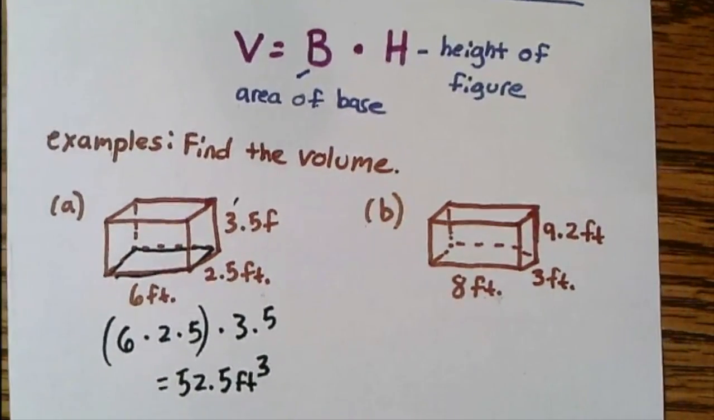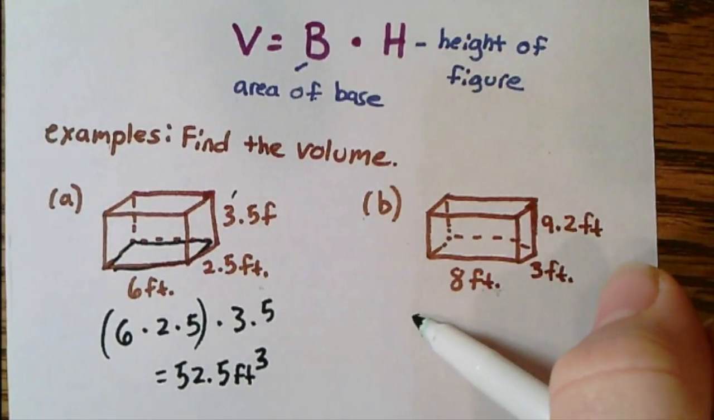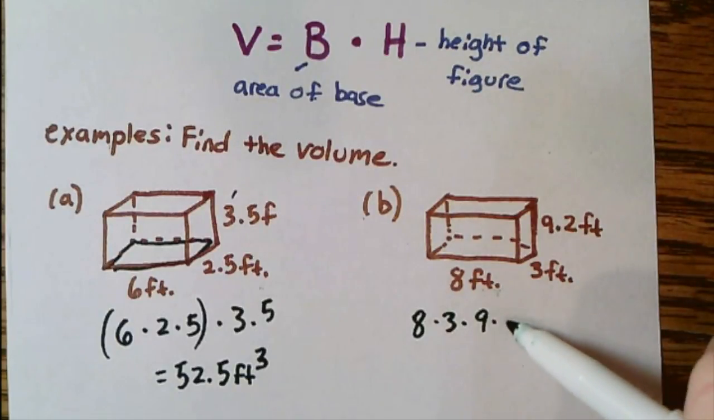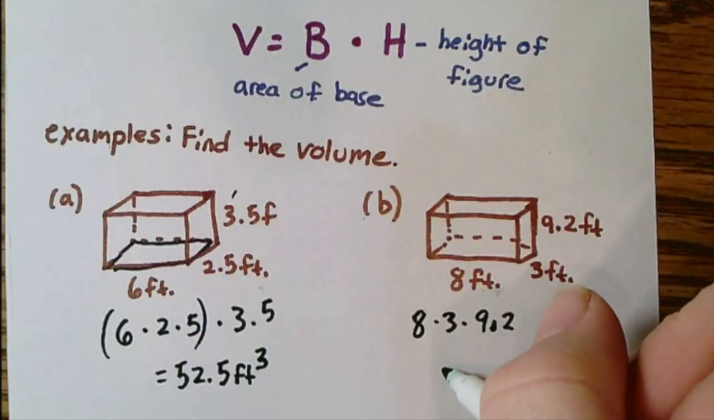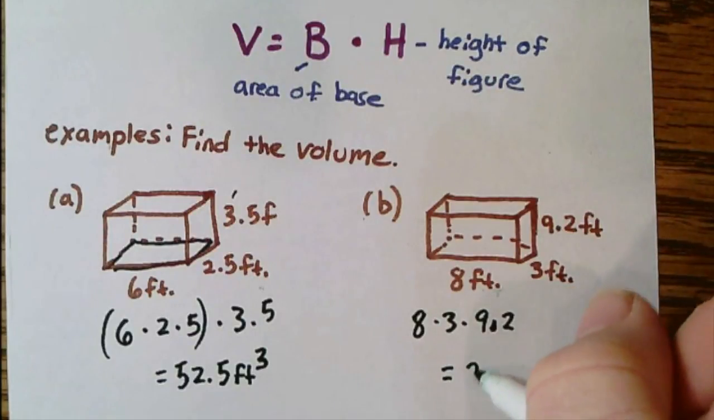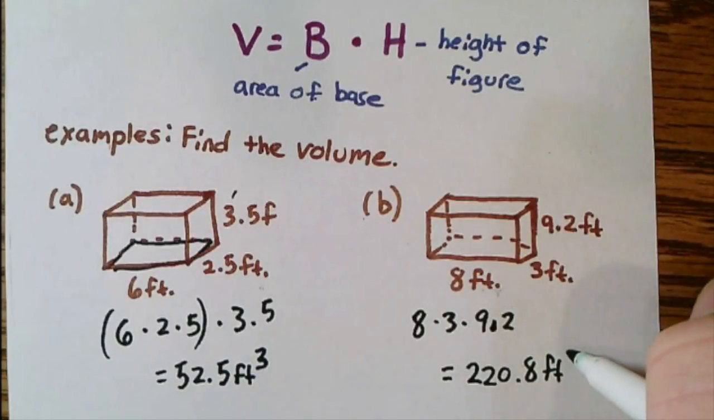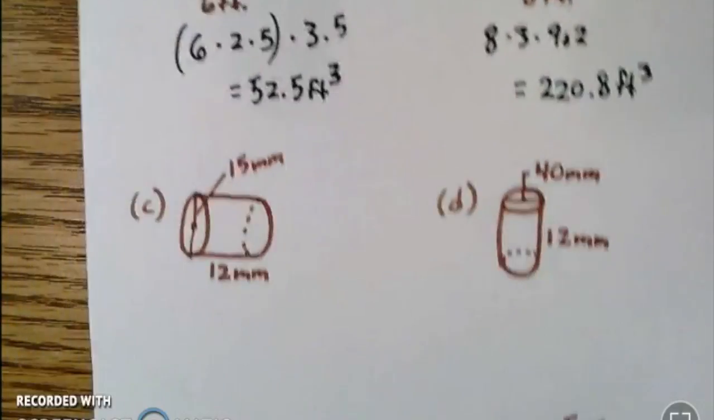All right, let's try B. Pause the video, try it yourself, then check your work. So we're going to do 8 times 3 times 9.2. Did you remember your label? I hope so. All right, let's look at the next example.